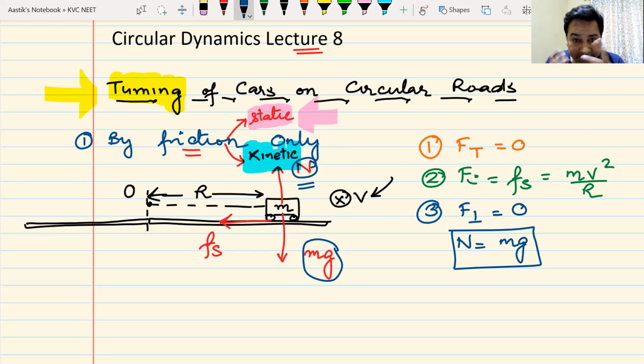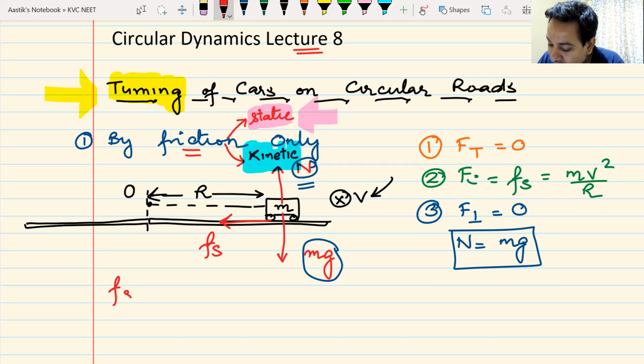Now we have to relate them, because this is all we have learned in circular dynamics. We have made the 3 equations. Now we have to relate them. How are we going to relate them? We have to go back and think about what static friction is. Remember, static friction is very intelligent friction. It is self-adjusting. It adjusts itself. It can change its value from a minimum value to a maximum value. And that is what we need to remember, and that is what we need to write here.